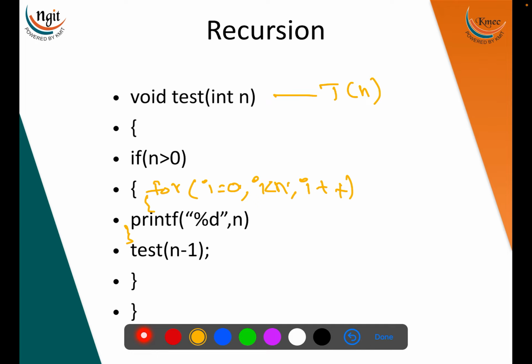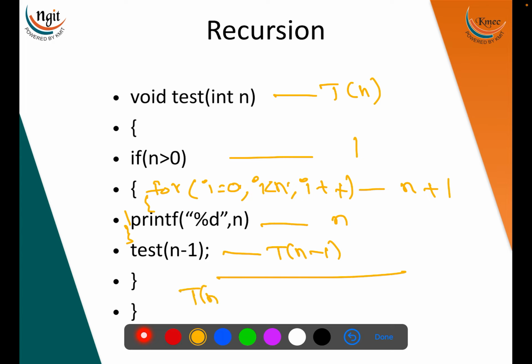The total time complexity of this function is indicated with T of n, and it takes 1 unit of time. The for loop will take n plus 1 units of time, this statement will take n times, right? And this will take T of n minus 1. The total time complexity is T of n is equal to T of n minus 1 plus 2n plus 2. So what is the time complexity of these two terms? It belongs to the linear class. That means we will represent it with big O of n, so this will be represented with n.